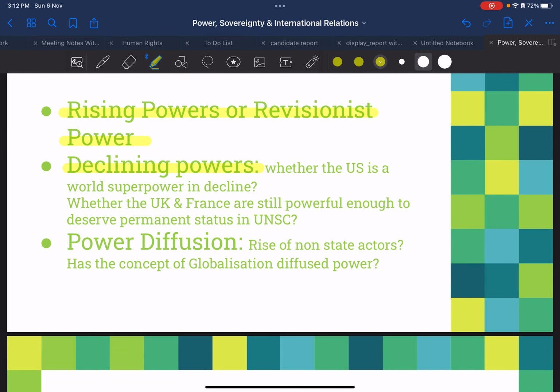Then power diffusion. I have already spoken about power diffusion, the rise of non-state actors, and whether the concept of globalization should be considered as diffused power or not. So these are a few terminologies which are connected to the concept of power. I hope this is clear. There is an article in the speaker's notes which talks about revisionist power. I highly recommend that you read this article and then have a discussion in the class.